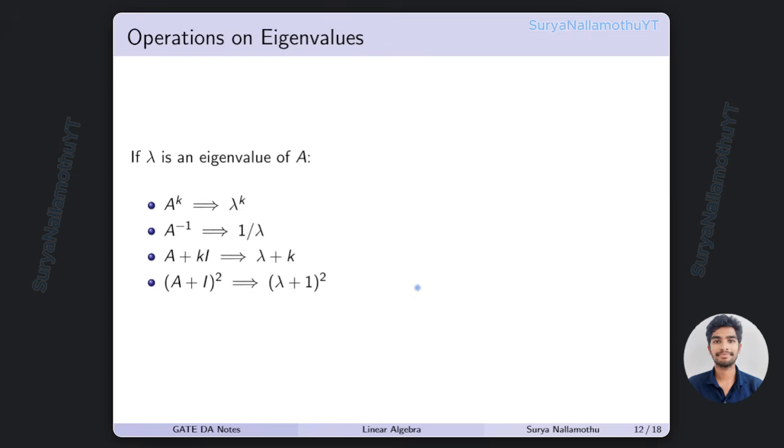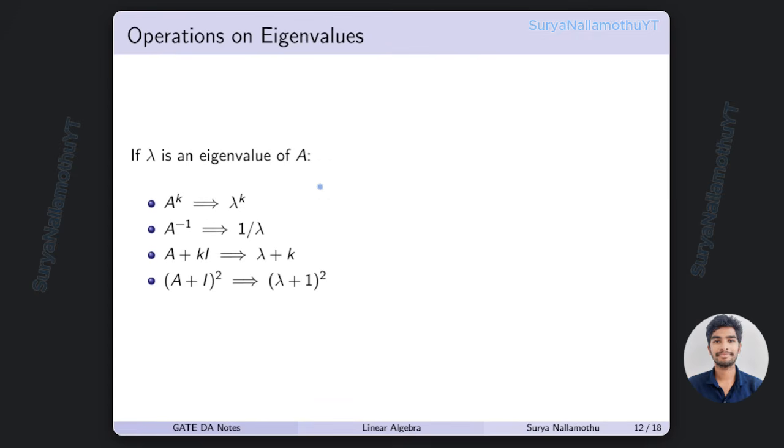Next, if lambda is an eigenvalue of A, these are very important points also. If the question gives A power k, then what is the eigenvalue? You need to remember this: lambda power k.